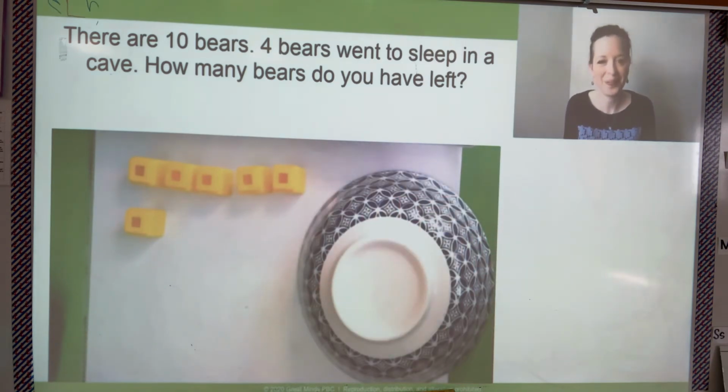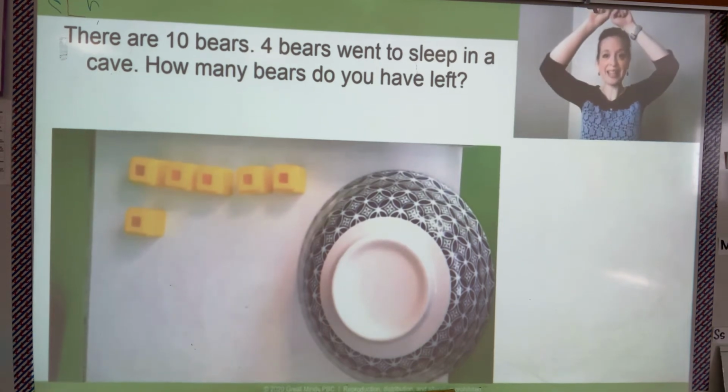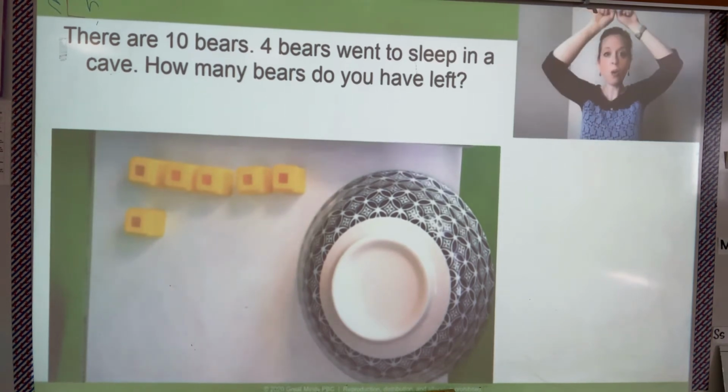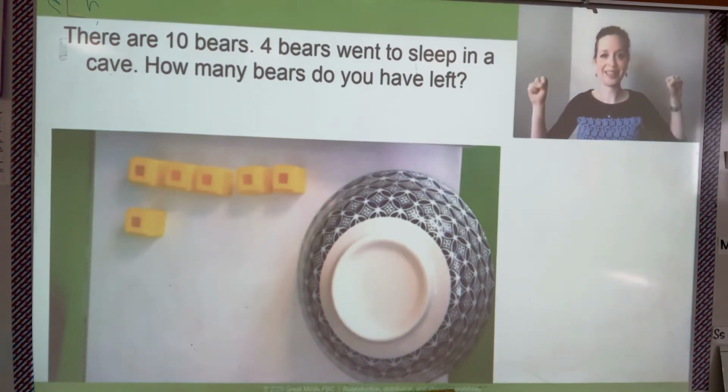We hid them. How many bears do we have left? Point to the bears that are still left. Yes, and we know that this is 6 because we see the group of 5, the row of 5, 5, 6. So we know there are 6 bears left. 10, 4, 6. Whole, part, part.